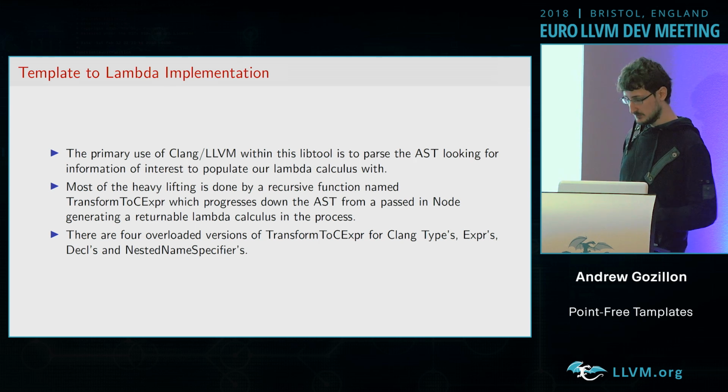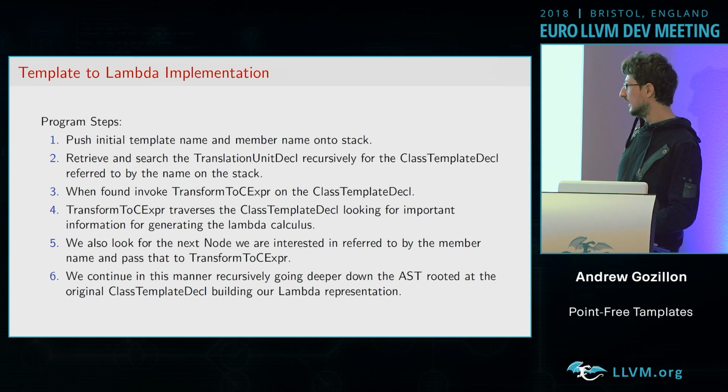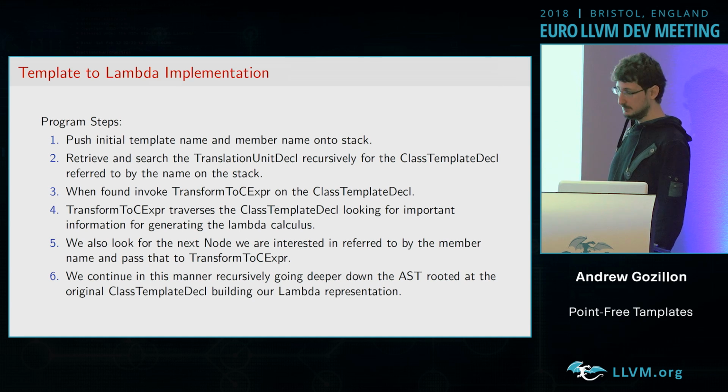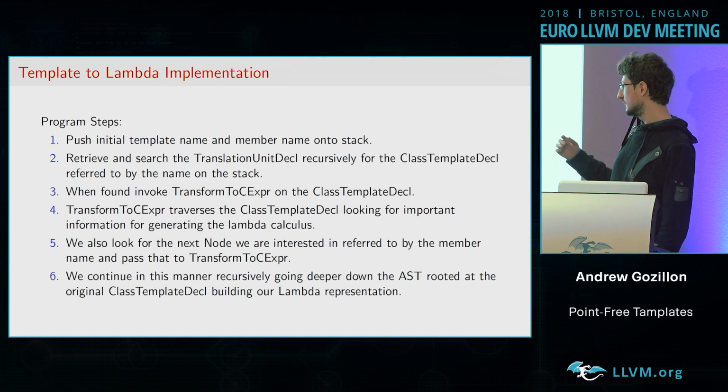Types, exprs, decls, and nested name specifiers are basically just the various types in Clang. So this is how our program steps through, and it's not particularly complex. Initially, we push the passed-in template name and member onto the stack, and then we find the class template from the translation unit decl, and we pass this to transform to cexpr to get the information from this class template decl.